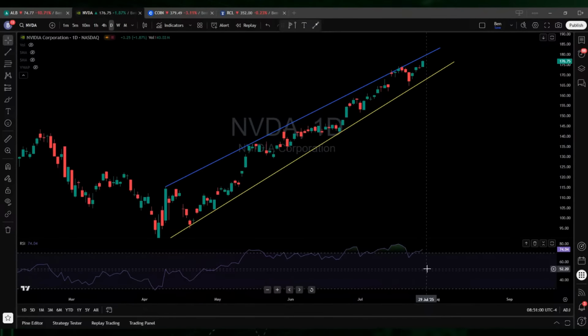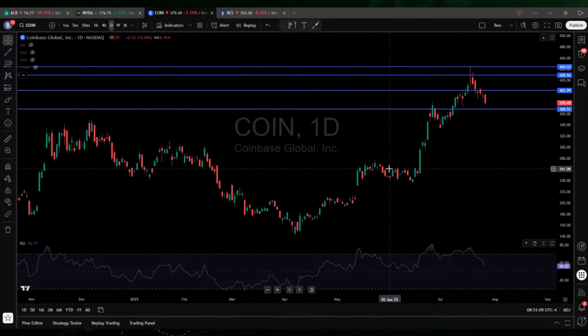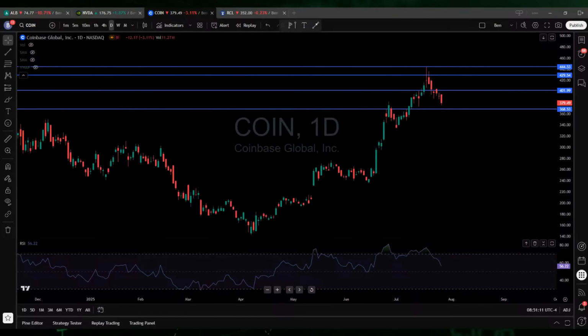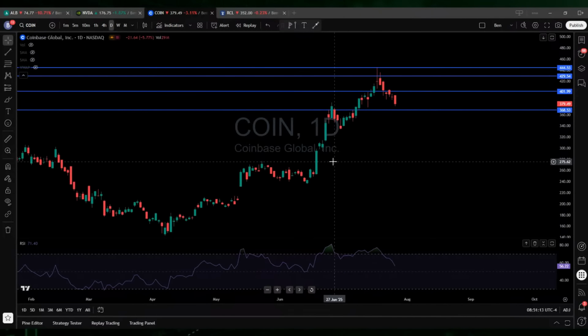And so once it gets down to about 45 on the RSI, this would be a great opportunity to possibly swing it for a long trade. Okay, so another chart I was looking at as well. Coinbase is another chart that I'm seeing that's actually been pretty strong lately.